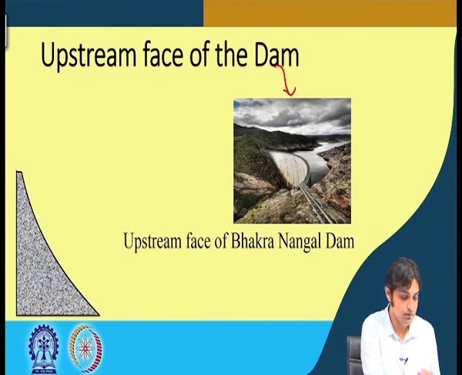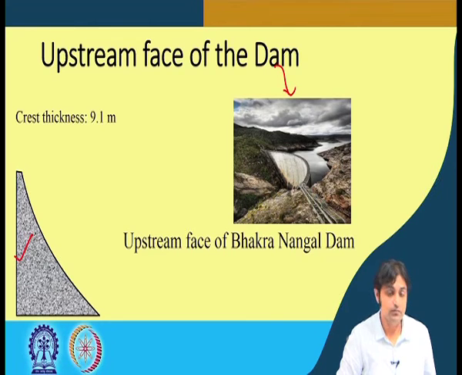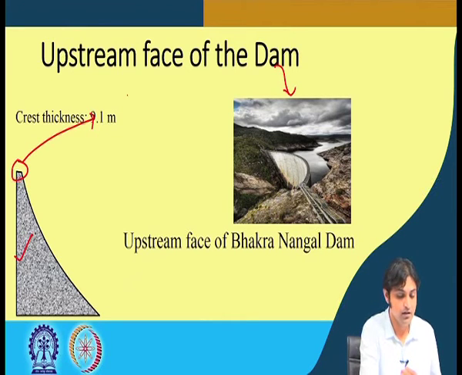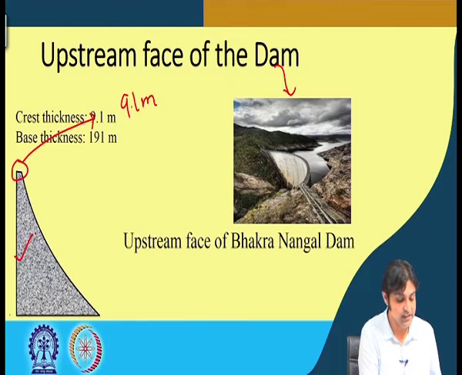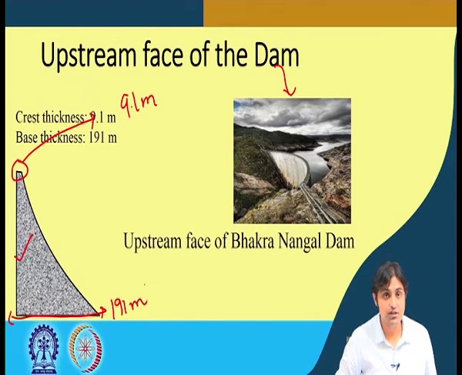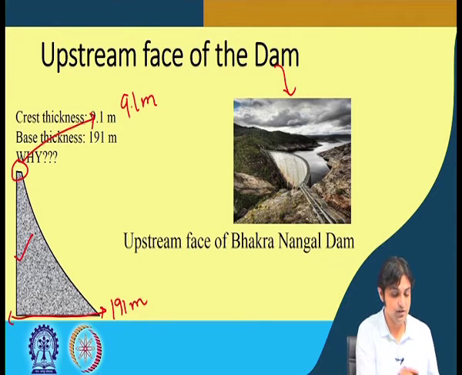Okay, so this one here, the crest thickness, this is the crest, is only 9.1 meter. However, the base thickness is 191 meter. And why does that happen? It's very simple to explain: as you go deeper and deeper, this represents the increasing water depth in this direction.